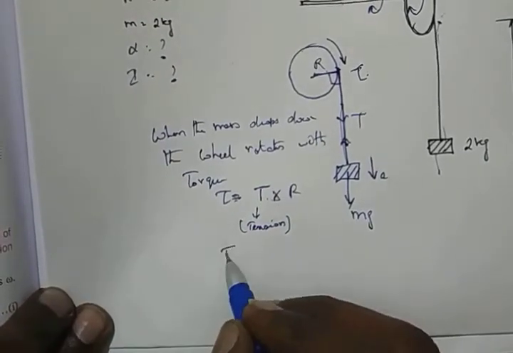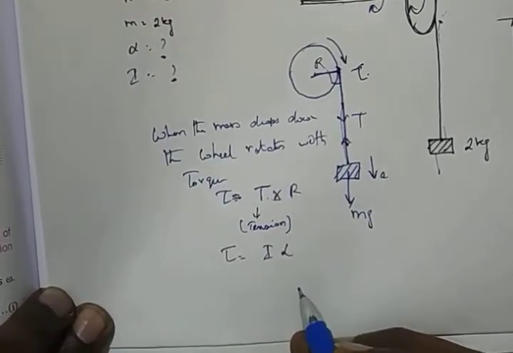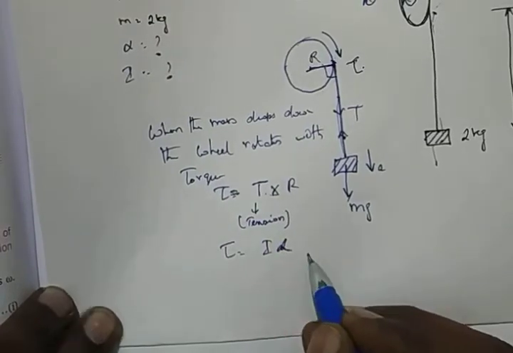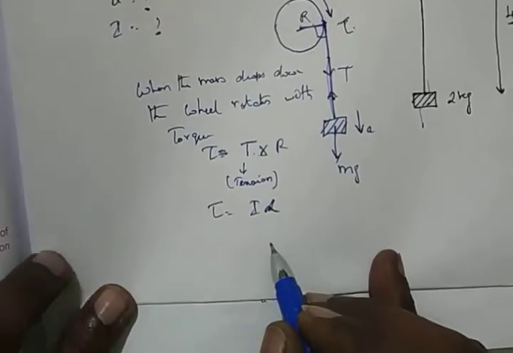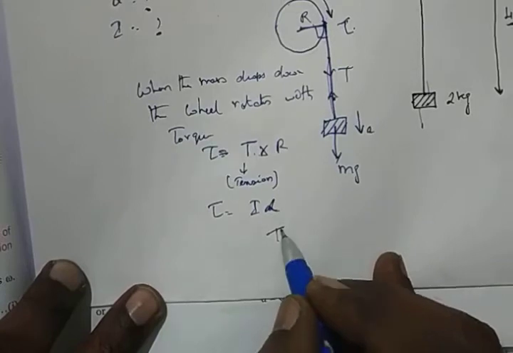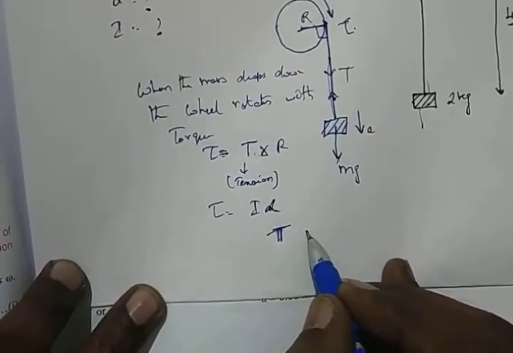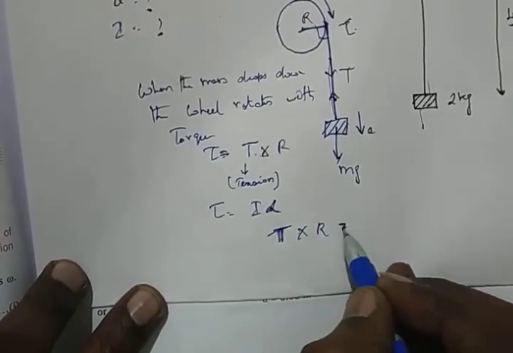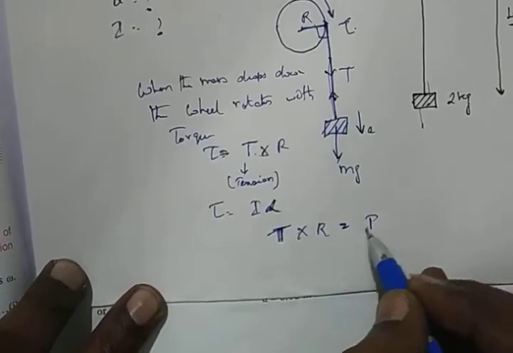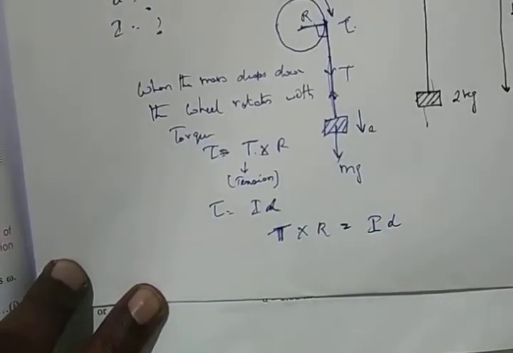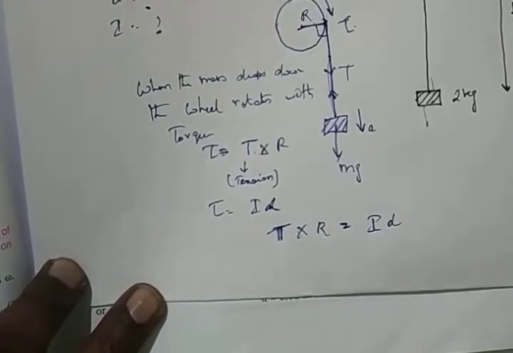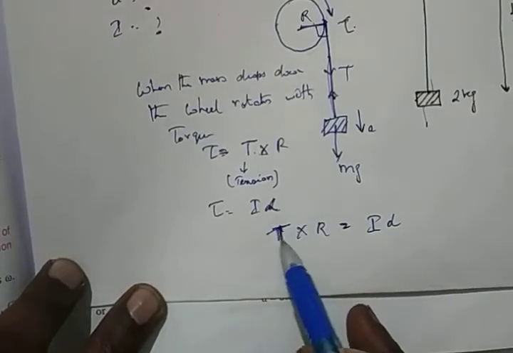We already know torque is equal to I alpha. Alright, equate both of these. So tension into radius is equal to I into alpha. Right. Now we need to find out all of them.